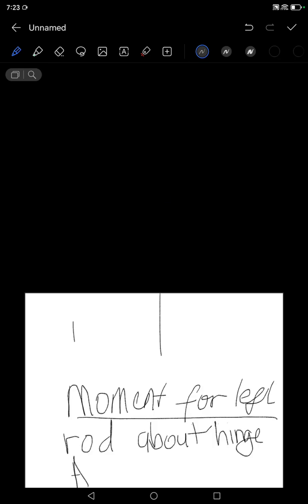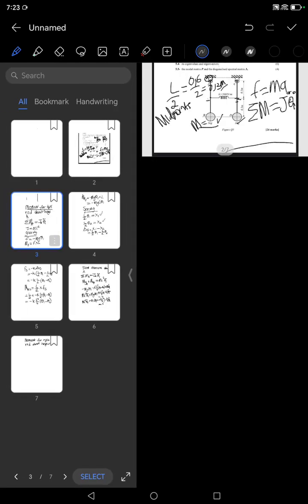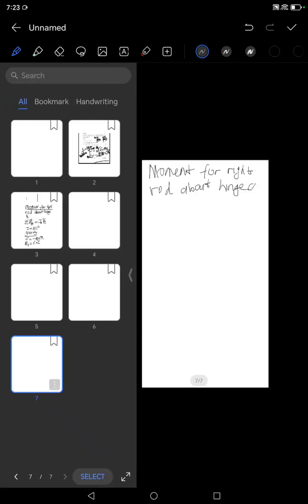It's taking time. I just wanted to show you that we're going to do this moment at C here. We are done with the left rod. Now we're doing the right rod. Okay, sorry. So we're going to do the moment for the right rod about hinge C.